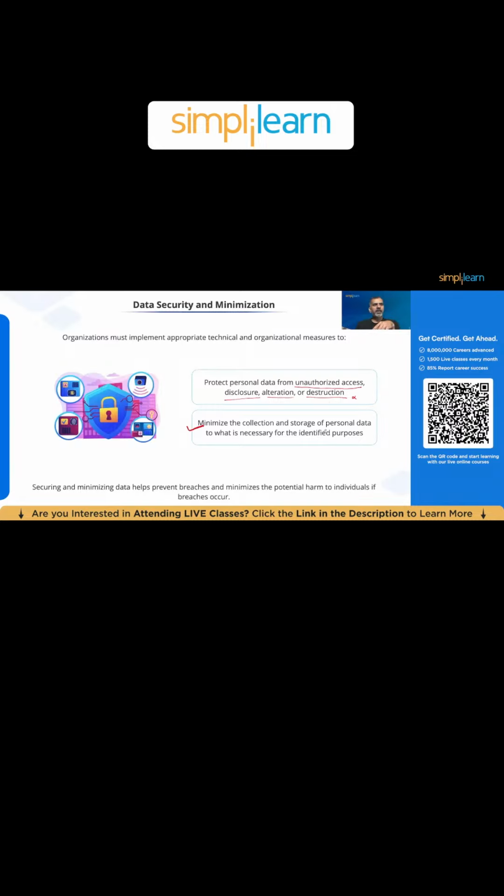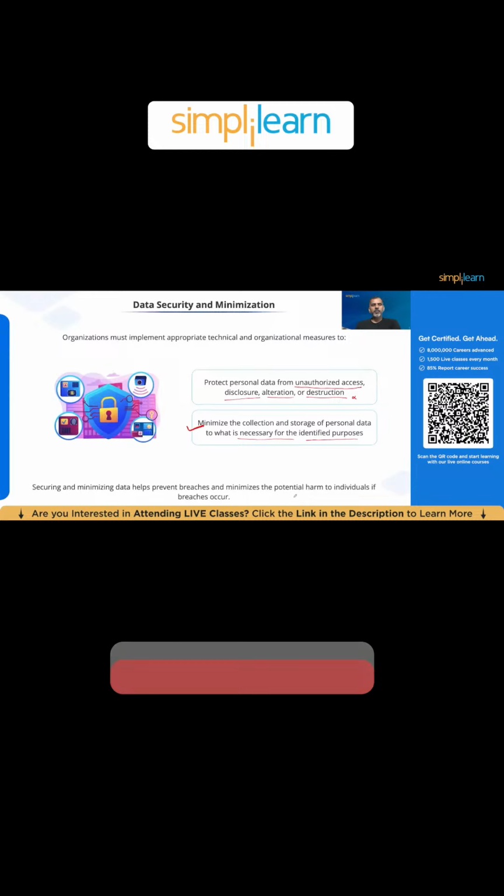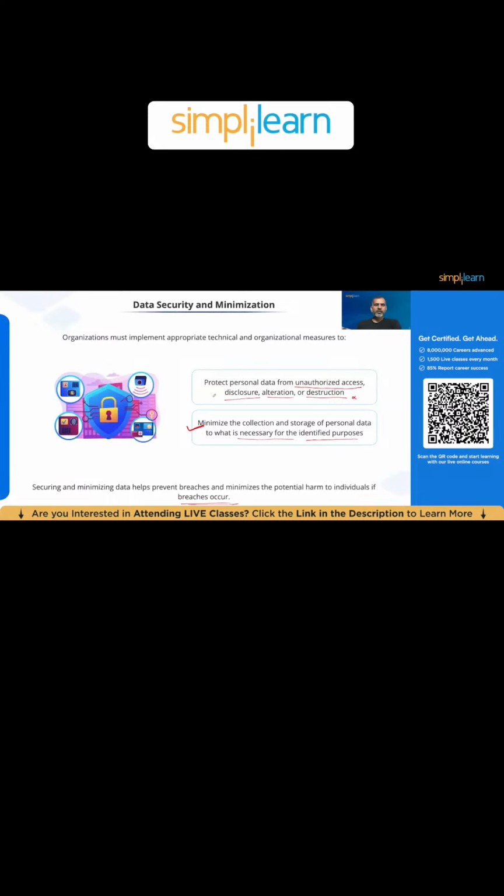Second is to minimize the collection and storage of personal data, and that's a very important data practice. You should only collect the data that is useful to you. You should not collect any unnecessary data. What is necessary is what has an identified purpose. That's the only thing. This way, securing and minimizing the data helps prevent breaches and minimizes the potential harm to individuals if a breach occurs. Let's suppose a breach occurs in the data storage, the minimum information should be exposed to the end user.